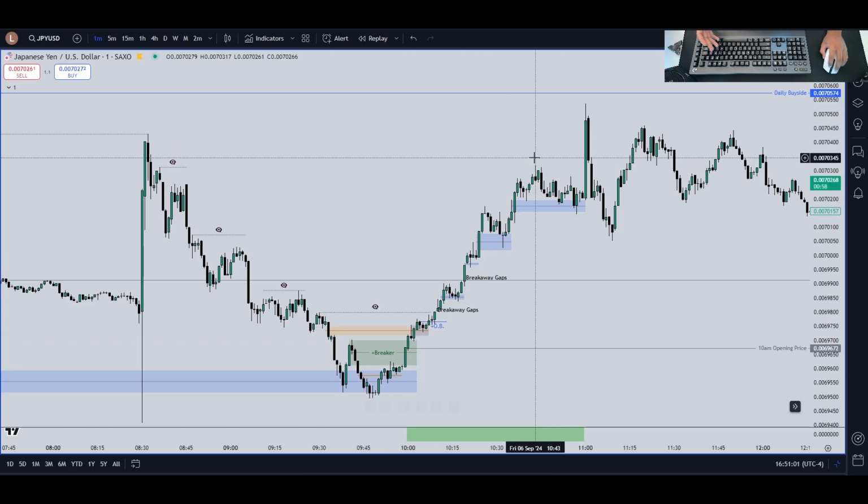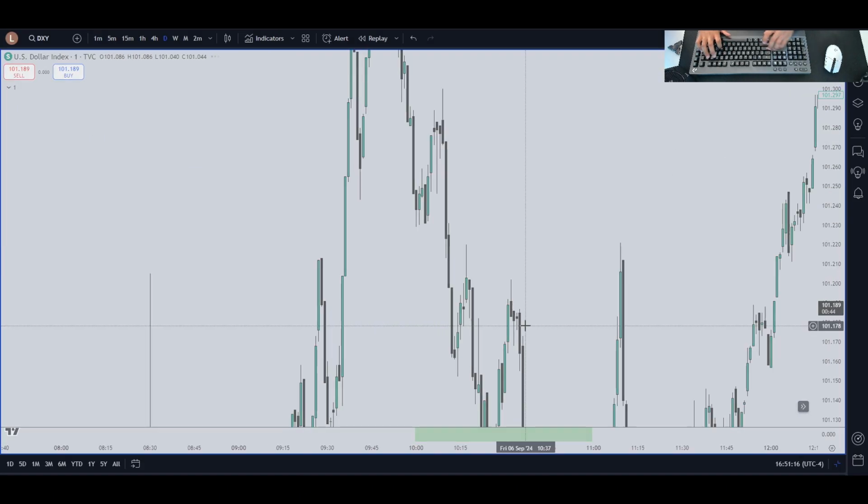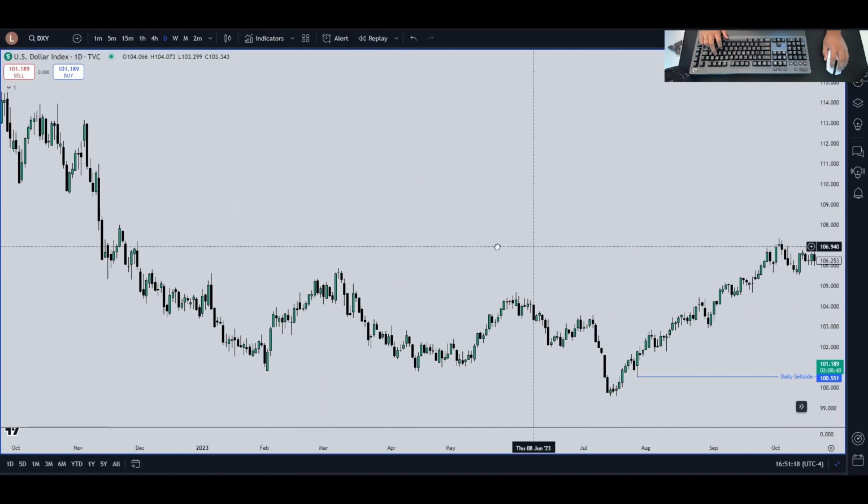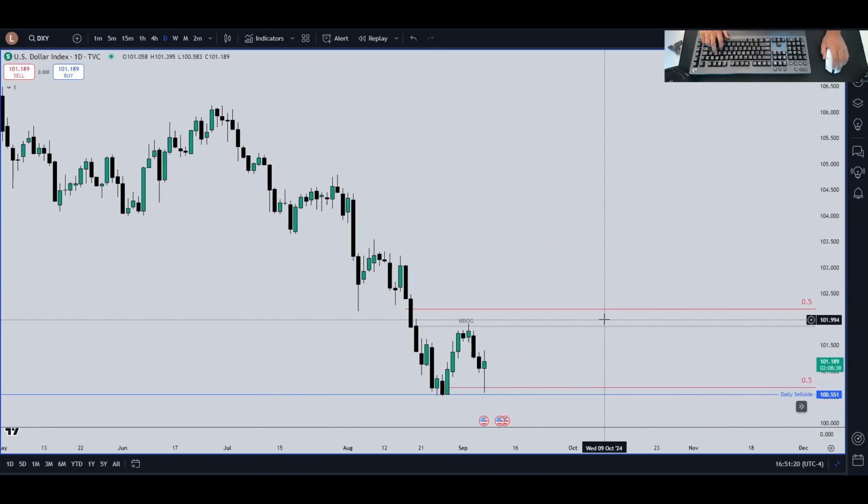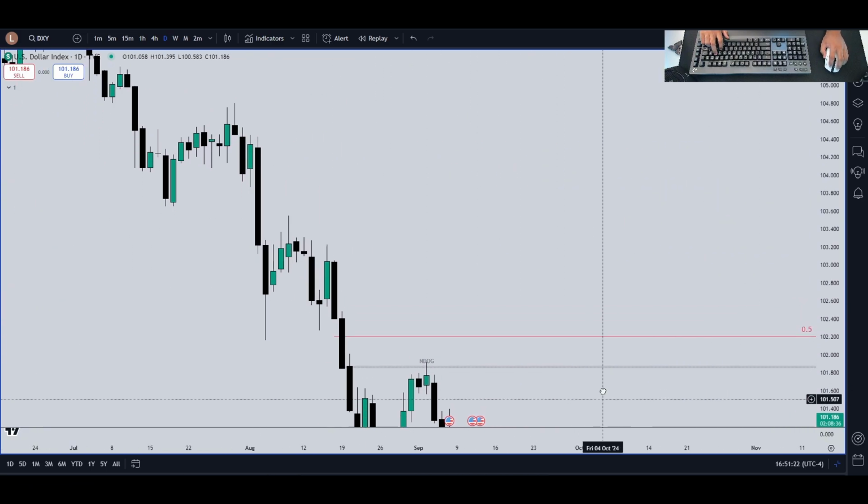I like the Japanese yen just because it's a little bit more volatile, and you could trade these currencies rather than the indexes just because they're going to be a little nicer to trade with. And jumping into DXY, I'm going to be showing you guys what I was looking for today specifically. I mentioned this in my NASDAQ video. That was the previous video that I uploaded before this one.